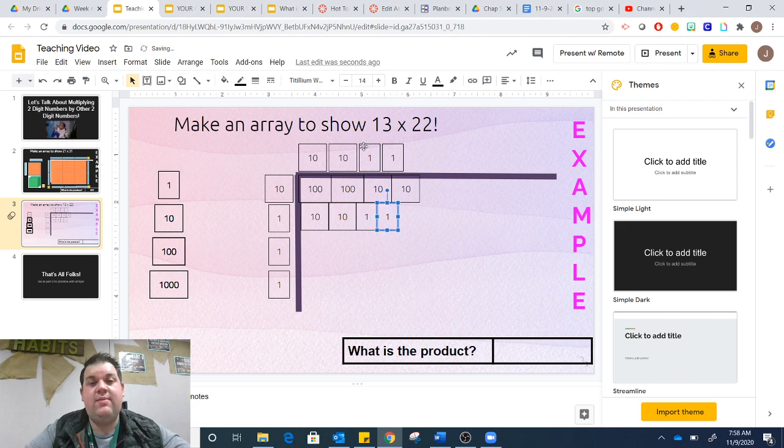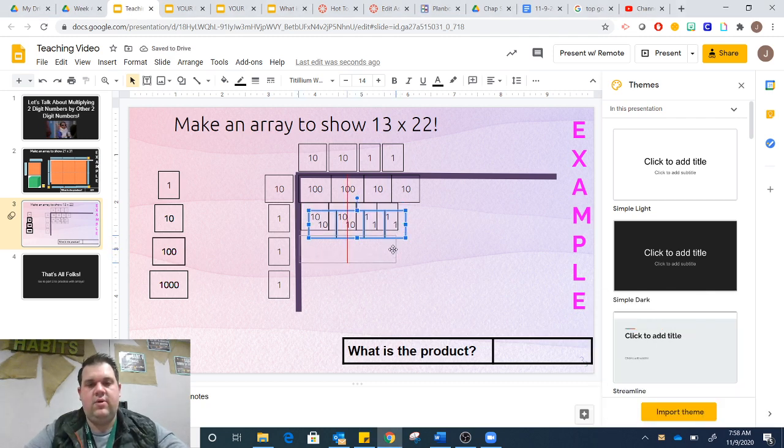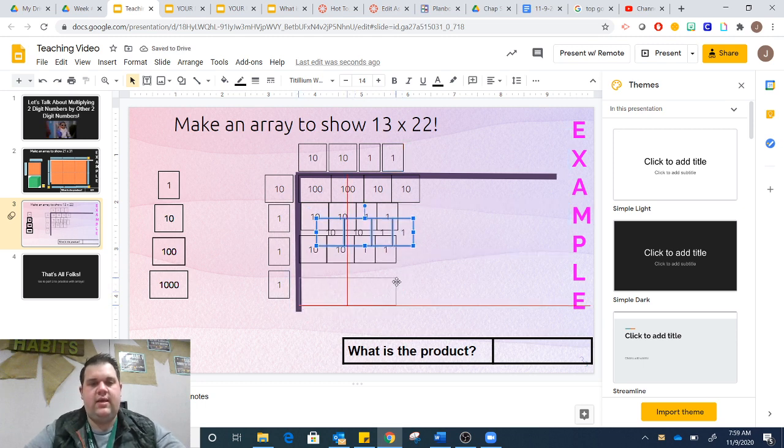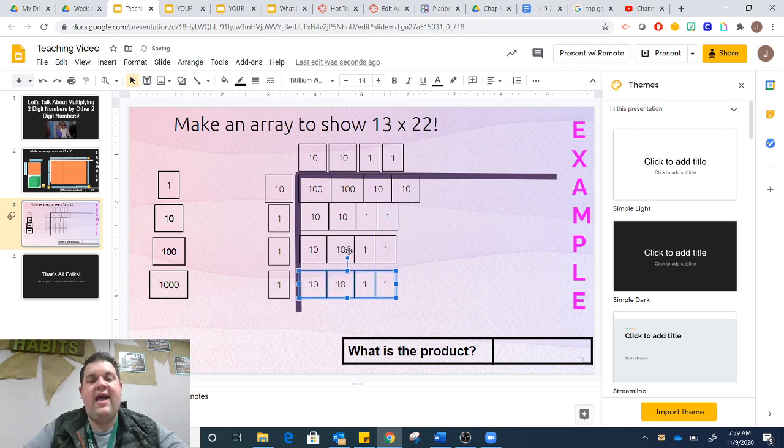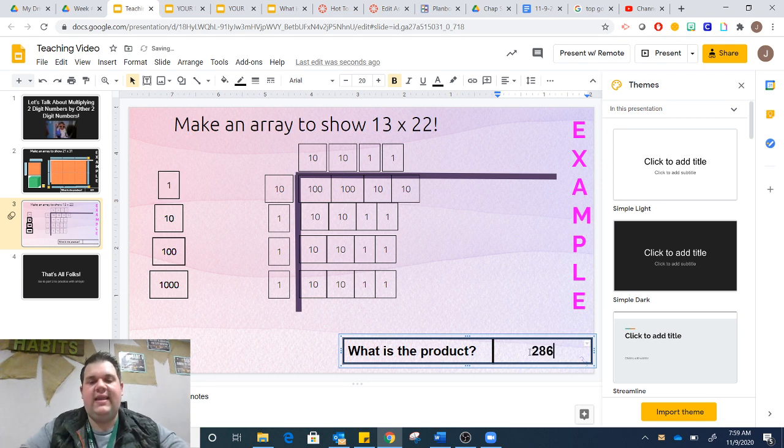And now I'm multiplying the same thing by 1. So I know 1 times 10 is 10, 1 times 10 again it's 10, and I'm going to put that here. And then I'm multiplying by 1 one more time, so I'm going to put that right here. Now I've built my array. I'm going to add together all the parts inside the array. 100, 200, 10, 20, 30, 40, 50, 60, 70, 80, 81, 82, 83, 84, 85, 86. So my answer, or my product, is 286. So you can build an array using tools, but you can also do it with just writing numbers.